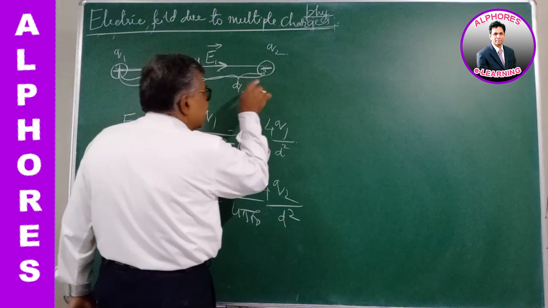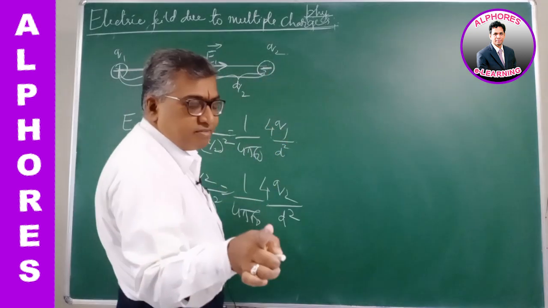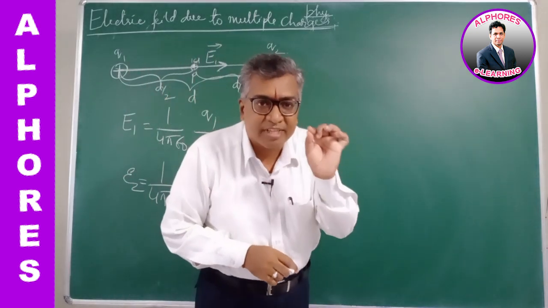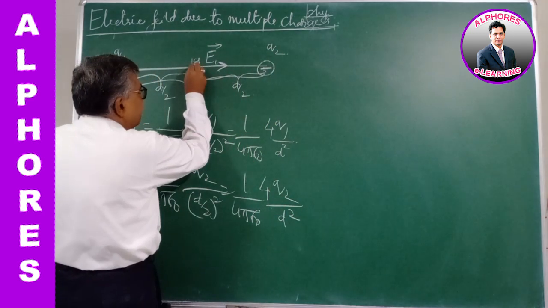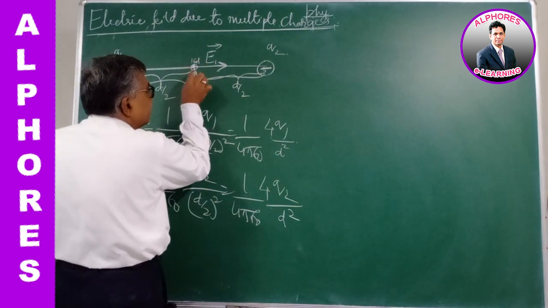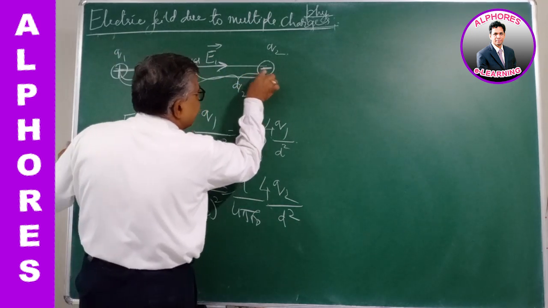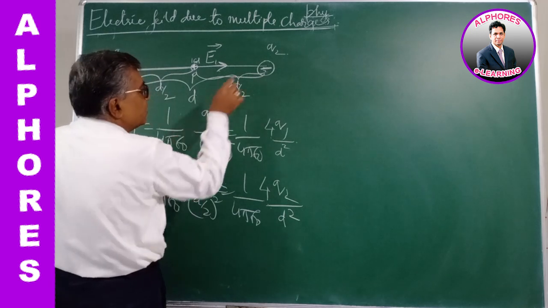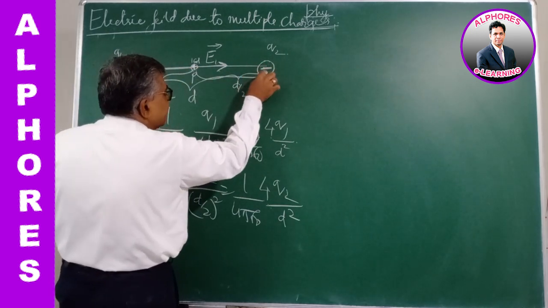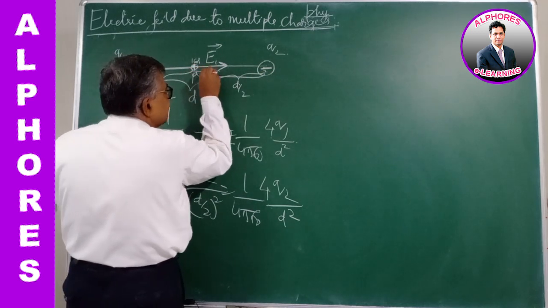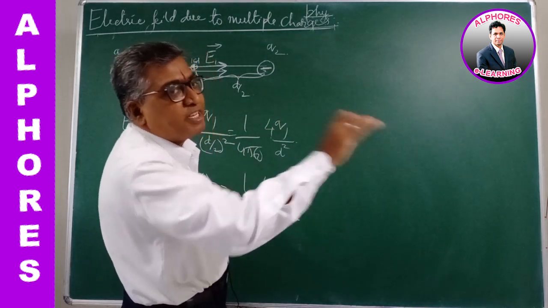Now consider the direction. This is a negative charge. According to the definition, electric field intensity is the force experienced by a unit positive test charge. I have imagined a unit positive test charge here. Now this positive test charge is attracted by this negative charge, Q2. So the direction of force on this unit positive test charge will be this way. Electric field intensity will be in the direction of the force experienced by the test charge.